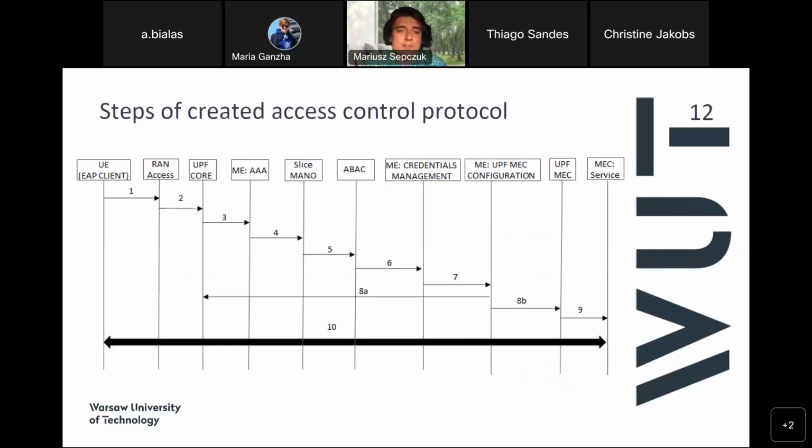Okay, so far I have covered the MEC enabler components and their functionality, and this slide shows the end-to-end data flow in the user access control process. Firstly, the registration request is sent from the user equipment to the RAN, and after successful registration, the request is forwarded to the UPF core element, which forwards the request that contains an identity message to the MEC enabler AAA server.